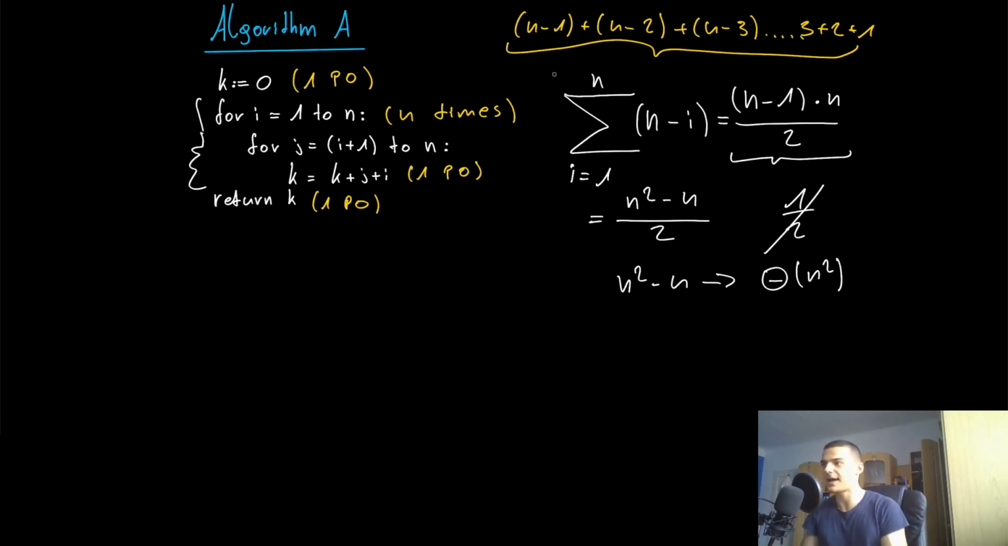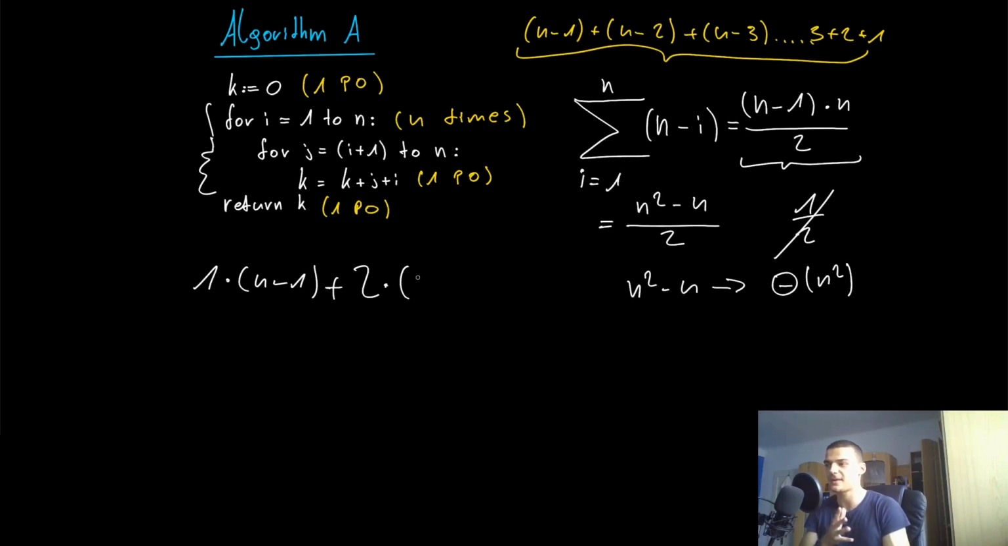We already figured out that this second loop runs n minus 1 times in total, then n minus 2 times in total, and so on. And with each n minus 1, n minus 2, with each n minus i, the i is obviously changing. So when we have i equals 1, this loop runs n minus 1 times. Then when i is 2, this loop runs n minus 2 times, with i being the value.